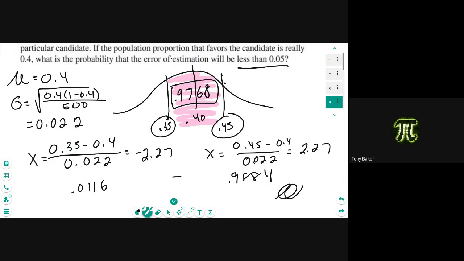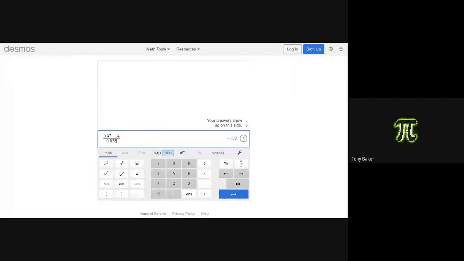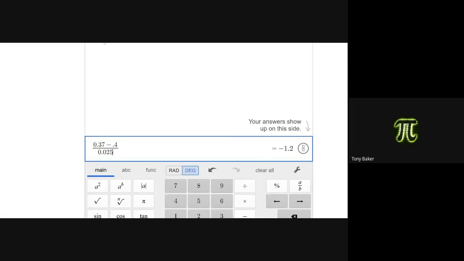So it ended up being negative 1.2. So 11.507. So it'd be about a 70% chance that it'd be between, or 77% chance. Yeah. Where did you get the negative 1.2? Because I got 1.36. Oh, yeah, there you go. That would change it.